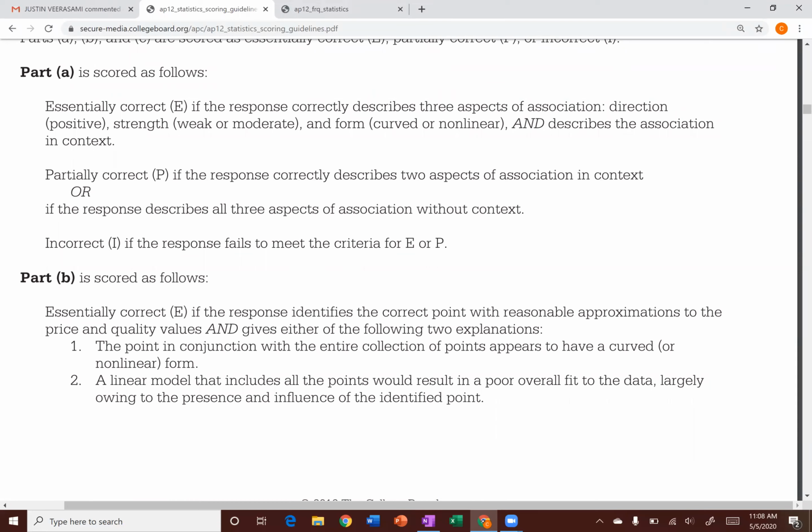So it says, if the response identifies the correct point with reasonable approximations, I think everyone can do that, and gives either of the following two explanations. So you could say that this point, in conjunction with the entire collection of points, appears to have a curved or nonlinear form. I think that's sort of what I'm saying.